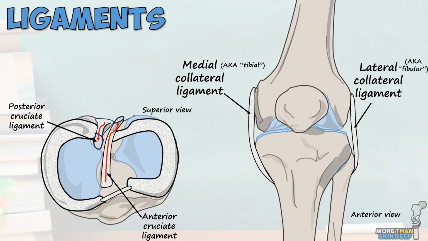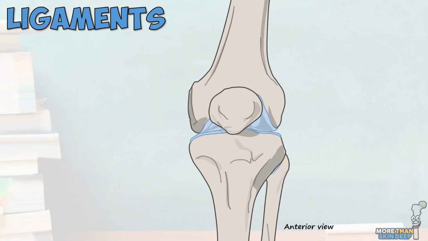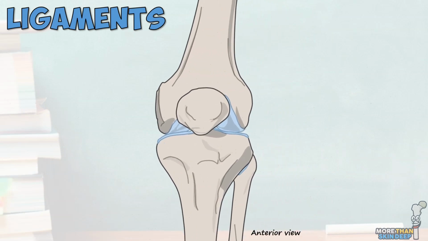Between these four ligaments, the knee is held relatively firmly in place, with the cruciates restricting movement in the anterior-posterior plane and the collaterals restricting movement in the medial-lateral plane. There are a number of other ligaments in the knee, some important and some less so. Let's quickly cover them now.